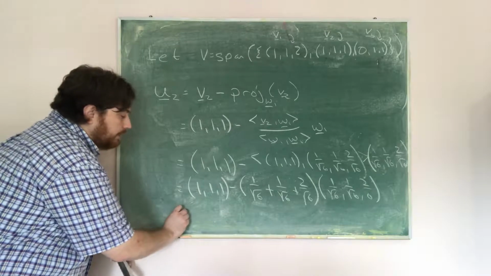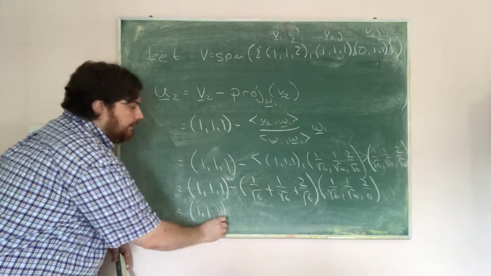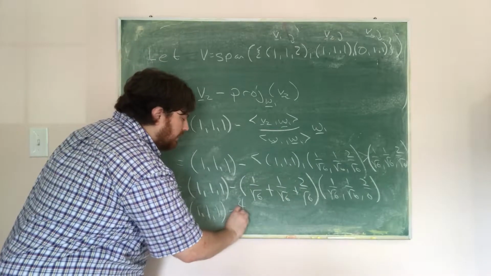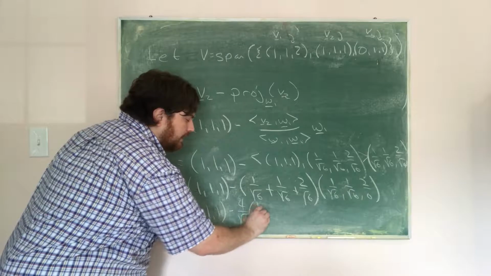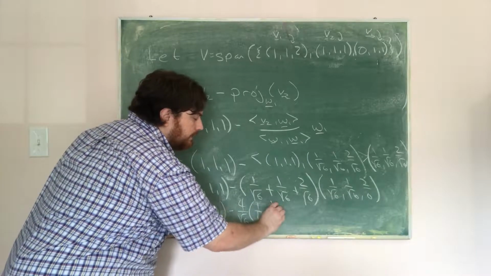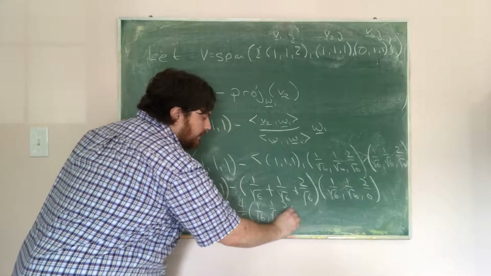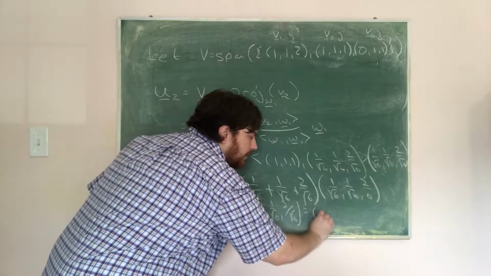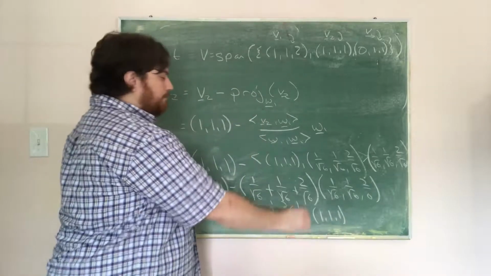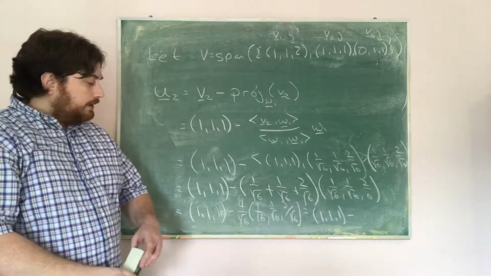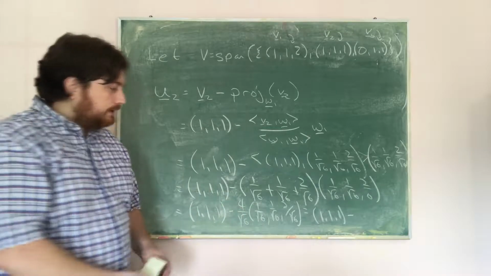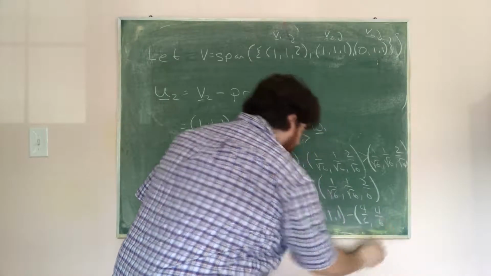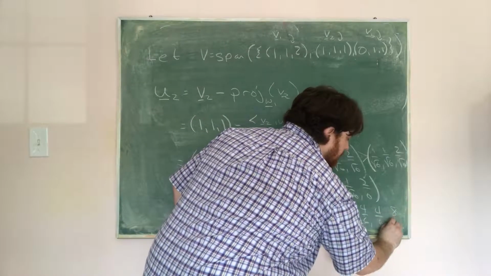So now if we continue with this, we're just going to get (1, 1, 1) minus, and now here I have 1 plus 1 plus 4, which is 6, over the square root of 6, times (1 over the square root of 6, 1 over the square root of 6, 2 over the square root of 6). And so I'm left with (1, 1, 1) minus, now if I multiply these through, I get (6 over 6, 6 over 6, and 12 over 6).